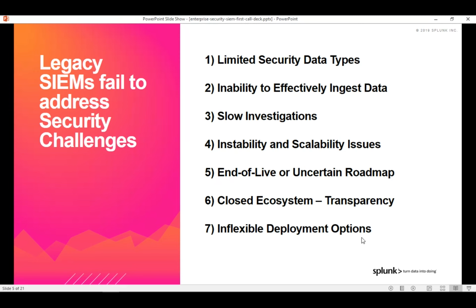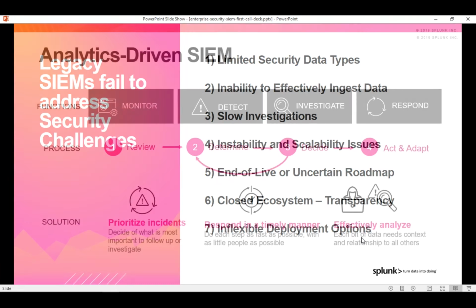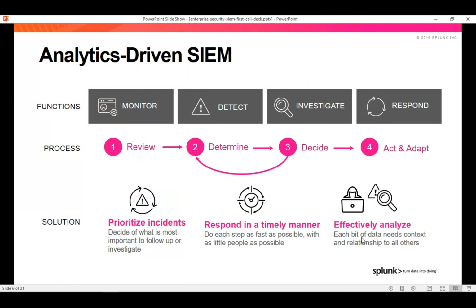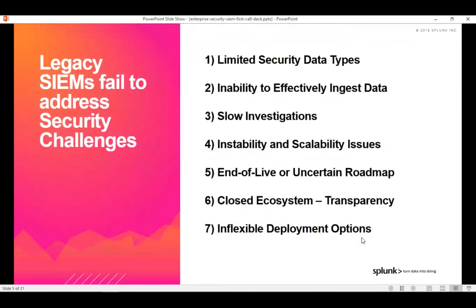So nowadays, organizations are moving to the cloud, and they are adopting the cloud approach. So the new solutions should support on-prem as well as cloud deployment infrastructure. So analytics-driven SIEM from Splunk basically provides you with the capability to overcome these challenges.